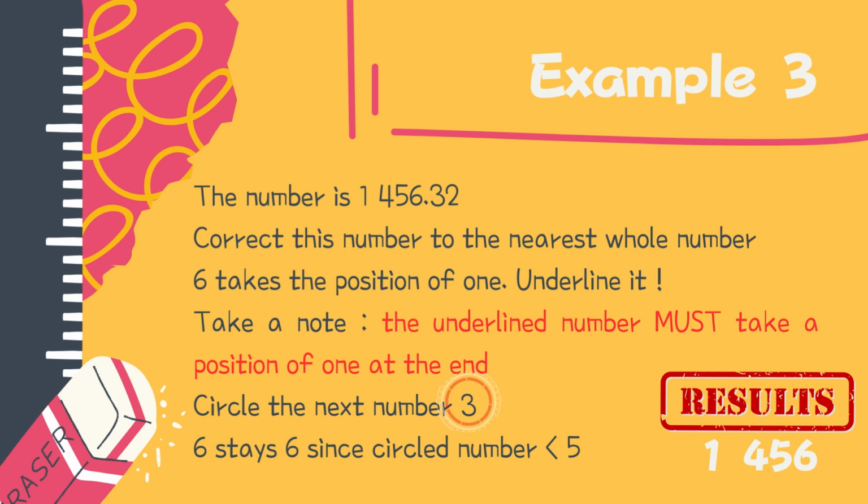The 6 is underlined. And then after that, you take a note. The underlined number must take the position of 1 at the end. And circle the next one, which will be 3. The circled number is less than 5. So the underlined number stays the same, 6. So you will have 1456. The remaining is gone. And then after that, ask yourself, based on the notes, does the 6 already take the position of 1? Yes. So done. 1456 will be the result.